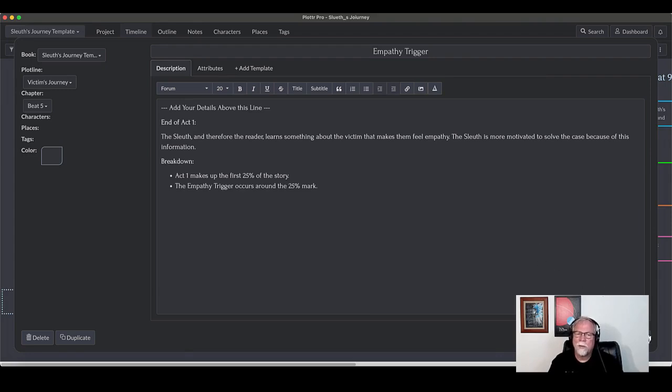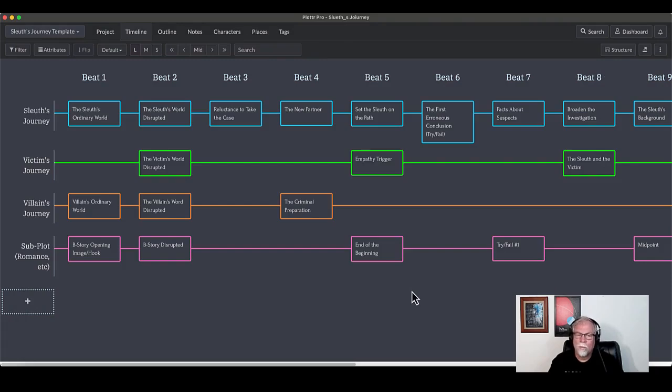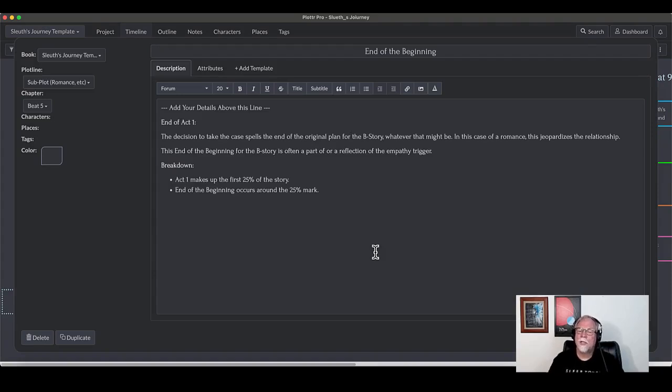So that's what we talked about when we talked about setting the sleuth on the path, is that empathy trigger that gets them to really want to solve this problem. Now, what that results in usually is the end of the beginning in the B story. The decision to take the case spells the end of the original plan for the B story.